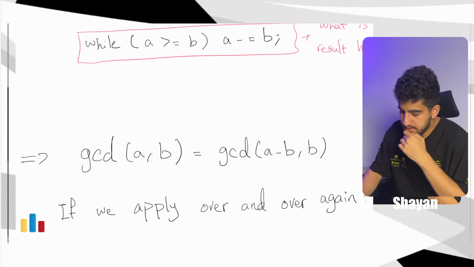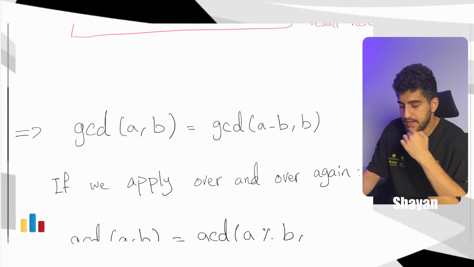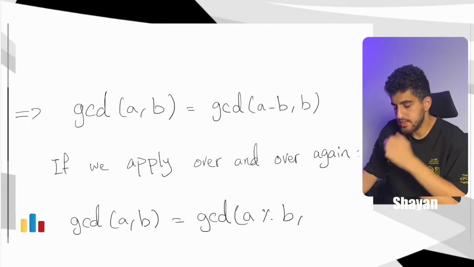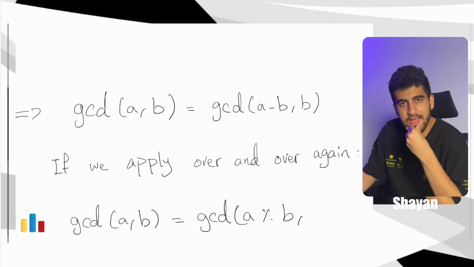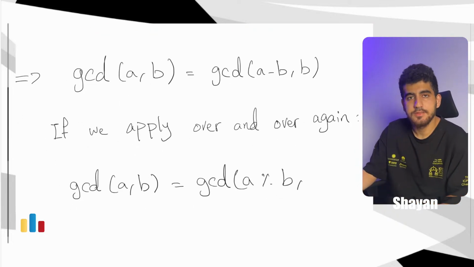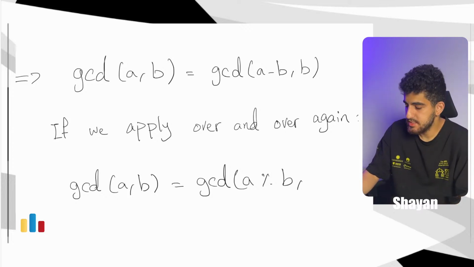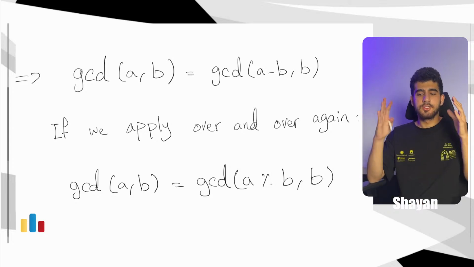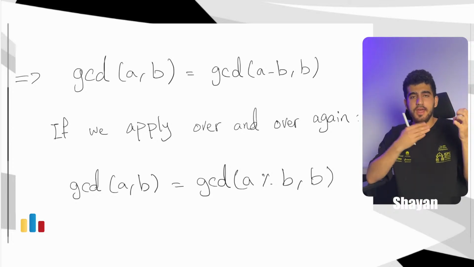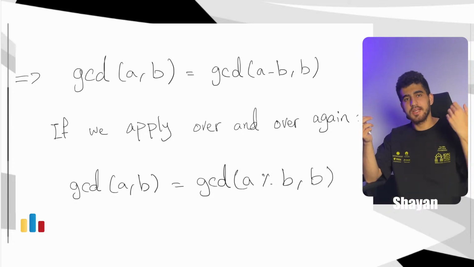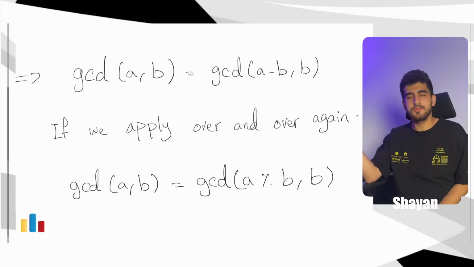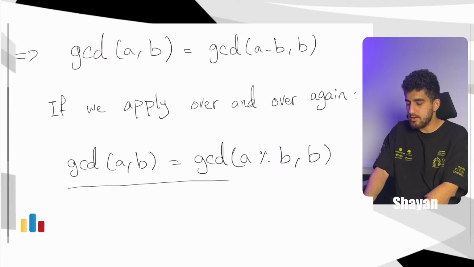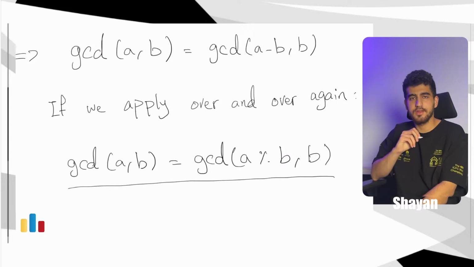So let me go over it again. I'm saying that not only GCD of A and B is equal to GCD of A minus B and B, but also if we apply it over and over again, GCD of A and B is going to be equal to GCD of A modulo B and B. So we keep subtracting B from A, and at the end we get to A modulo B and B. So we can always say that GCD of A and B is equal to GCD of A modulo B and B.